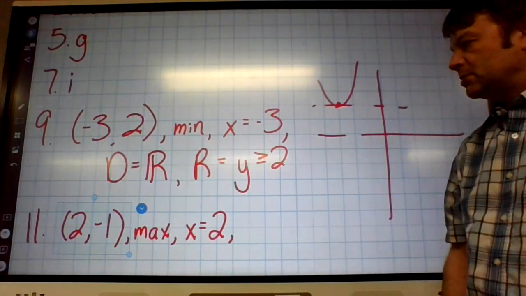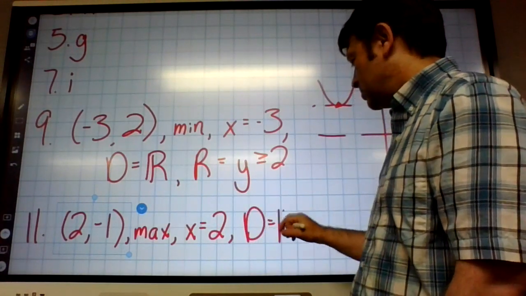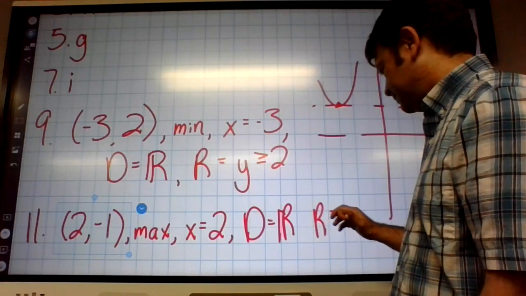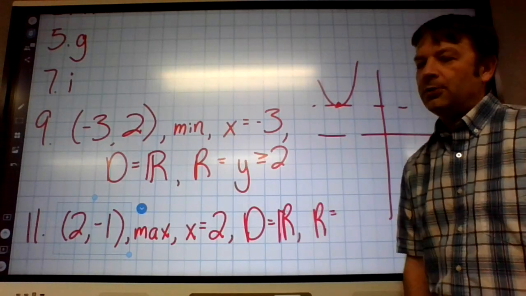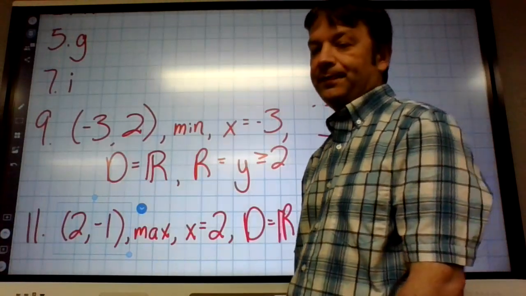And then with the domain, it's all real numbers. And then with the range, wouldn't the range always be greater than or equal to, or less than or equal to, the y value of the vertex? Yes, of the vertex, yeah.